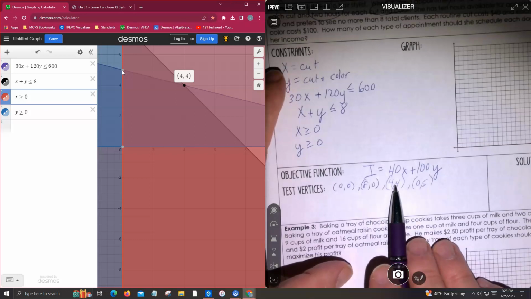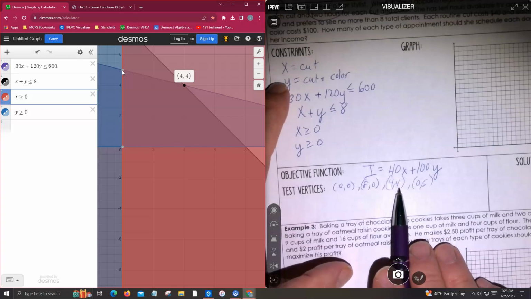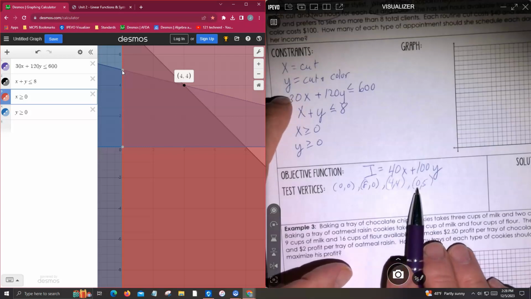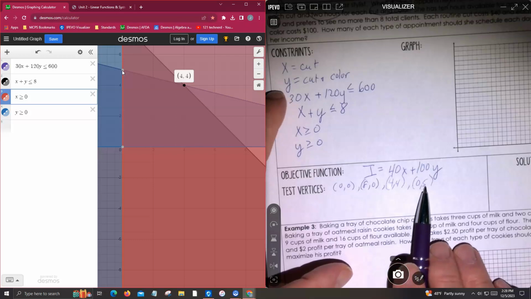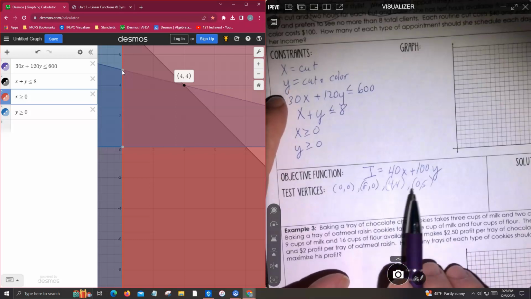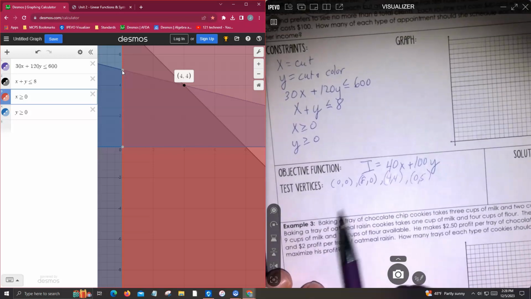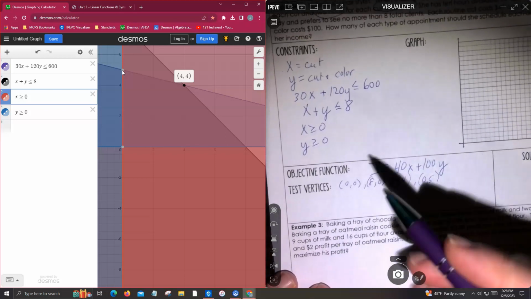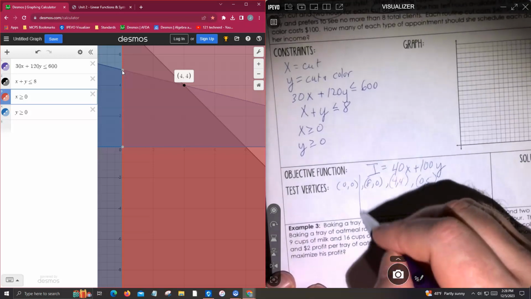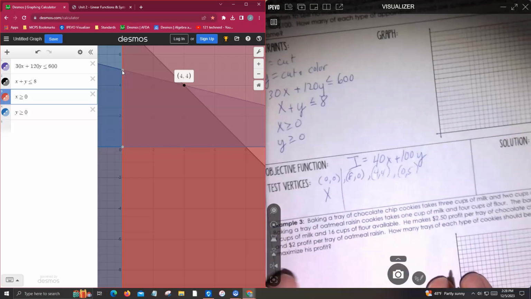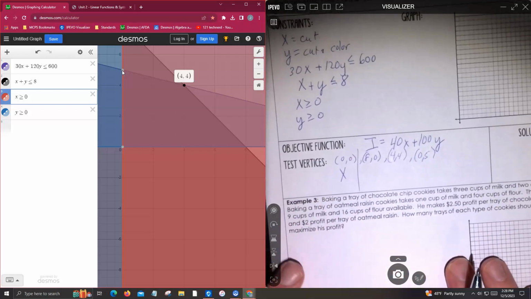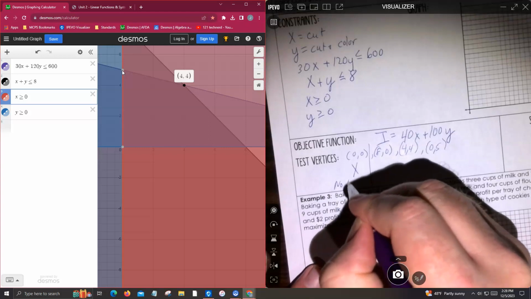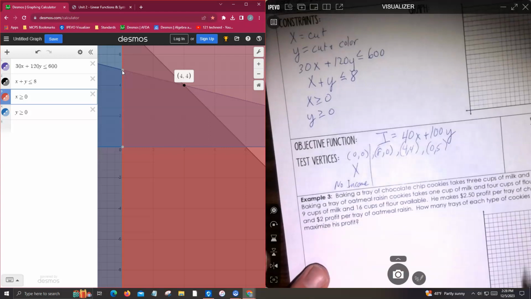This one says 4 of them got a cut, 4 of them got a cut and color, and this one says nobody got a cut and 5 of them got cut and color. So we want to know which one of these generates the highest income. Well, obviously, like I said, I wouldn't even bother. I wrote it down, but I wouldn't even bother checking that one because it doesn't make any sense. I would write down here no income. She's not going to get anything from it.